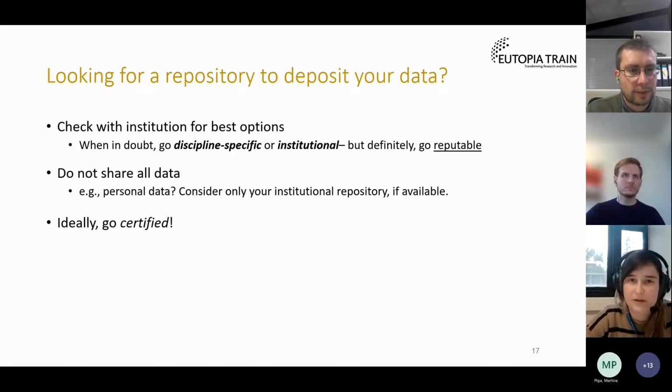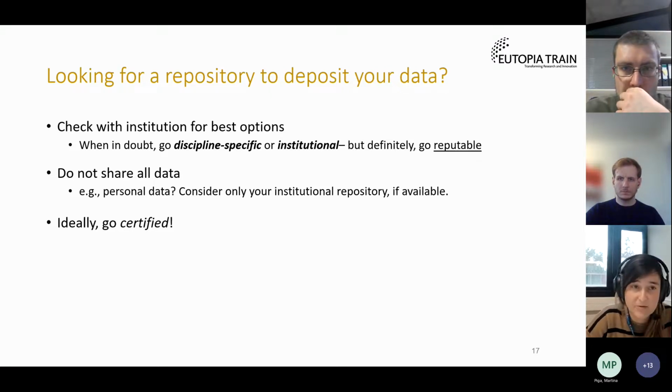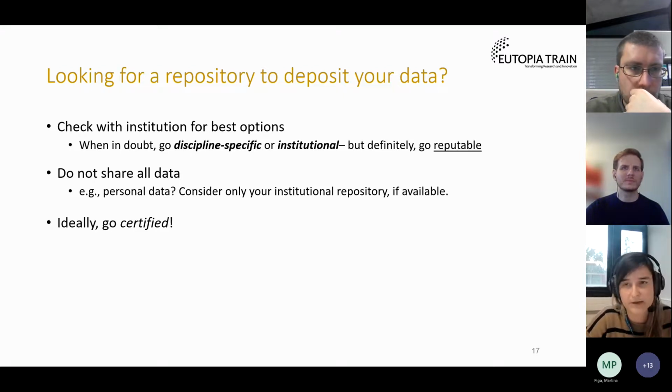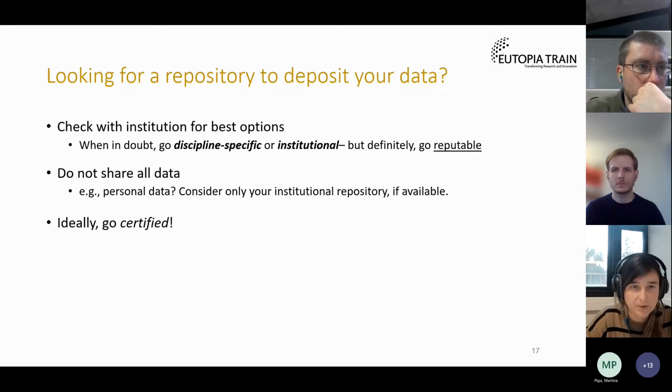If you're looking for a repository to deposit your data, you should always check first with your institution, with your data steward, your DPO. When in doubt, we always recommend to our researchers to use a discipline-specific repository or an institutional one, if this is applicable, of course. But you should definitely go with a reputable repository.